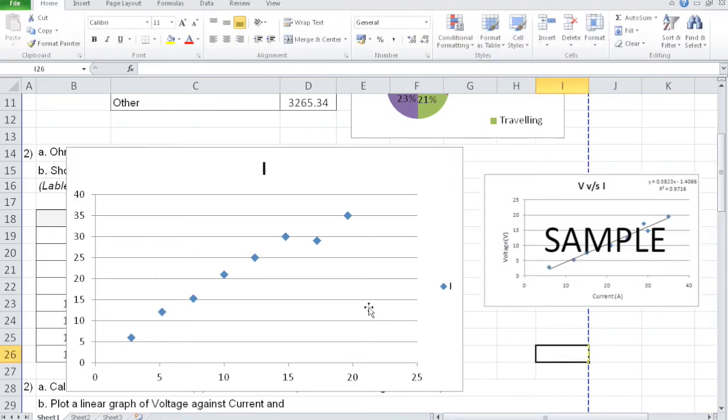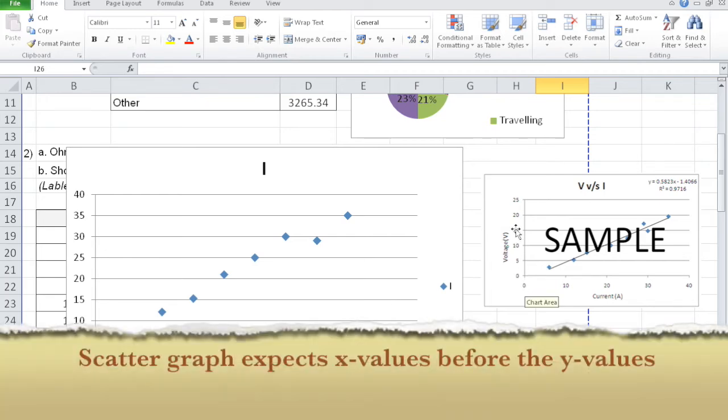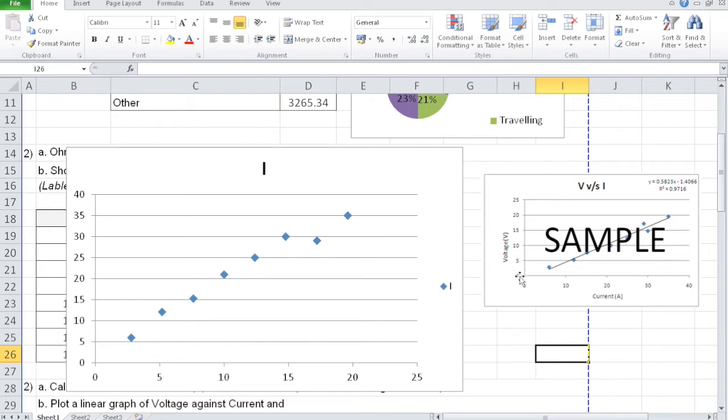Now, let us look, 0 all the way to 25. Here we've got 0 to 40. 0 to 25 is on this axis, 0 to 25. So it flipped the axis around. So how can we correct that?